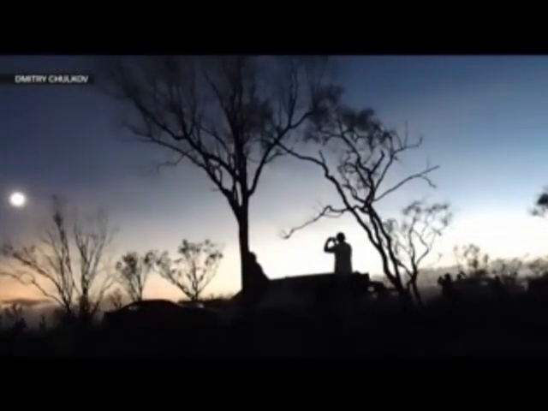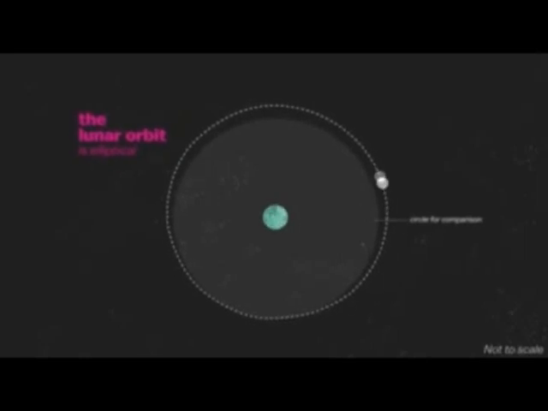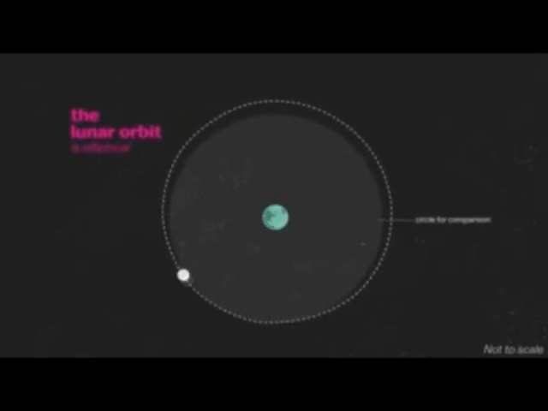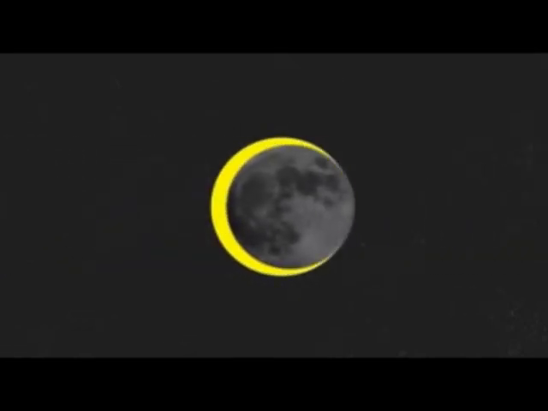Keep in mind though that the moon has its own elliptical orbit, so its size varies about 12% throughout the month. At its closest distance, we get a total solar eclipse, but when it's farthest away, we get an annular eclipse where a ring of sunlight remains around the moon.